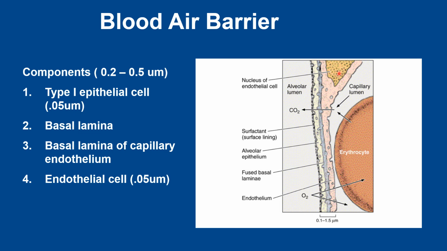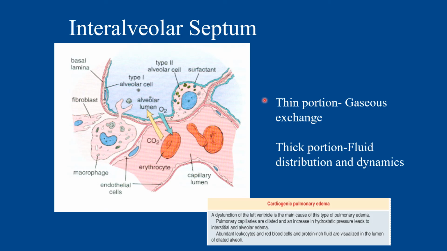The nucleus is shown here. Most of the organelles lie around the nucleus. So there is a thin portion of the blood air barrier and a thick portion of the blood air barrier. The exchange of gas occurs through the thin portion of the alveolar wall, or the interalveolar wall. This is the interalveolar septum, showing the thick portion and the thin portion.